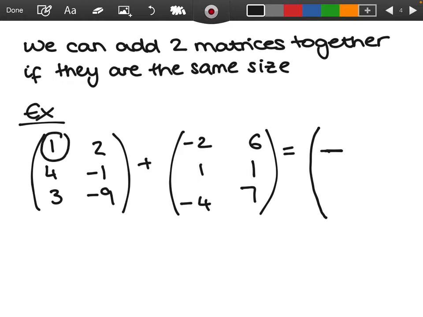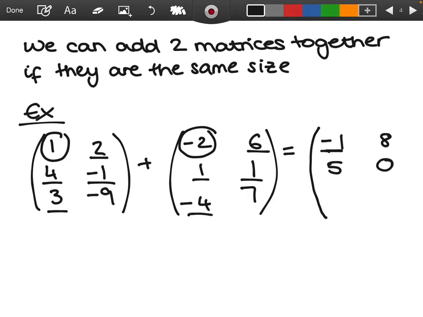So my 1, 1 entry, this first entry in my resulting matrix, is just going to be this 1, 1 entry plus this 1, 1 entry. So 1 plus -2 gives me -1. Then 2 plus 6 gives me 8. 4 plus 1 gives me 5. -1 plus 1 gives me 0. 3 plus -4 gives me -1. And -9 plus 7 gives me -2. Okay. So this is how we add matrices together. You literally just add their corresponding entries.